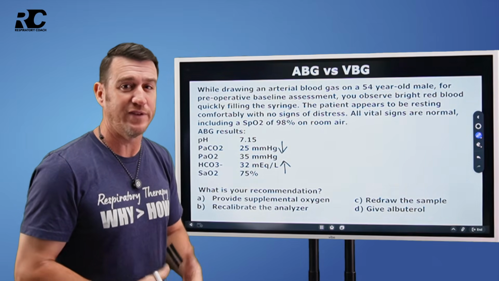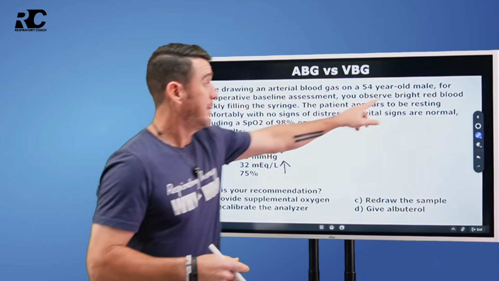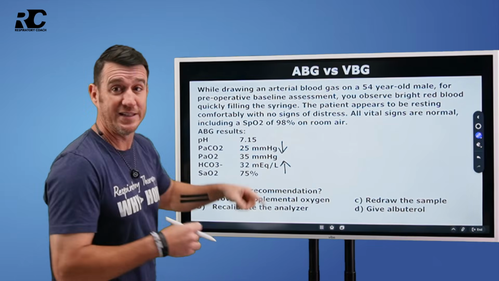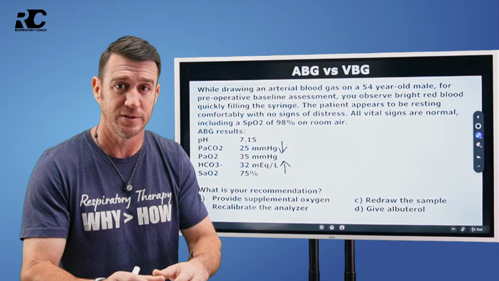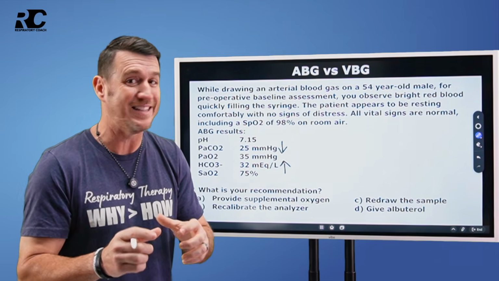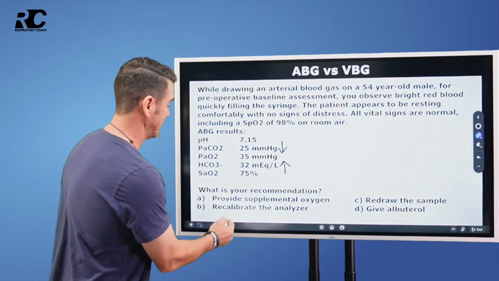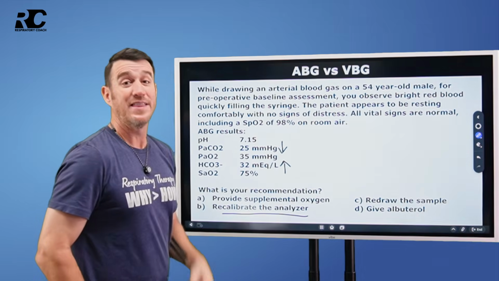So do you think we got venous blood this time? No, because it's bright red and filled quickly. So that tells us we got an accurate arterial sample, but it didn't read correctly. Now the answer is, let's recalibrate the analyzer.